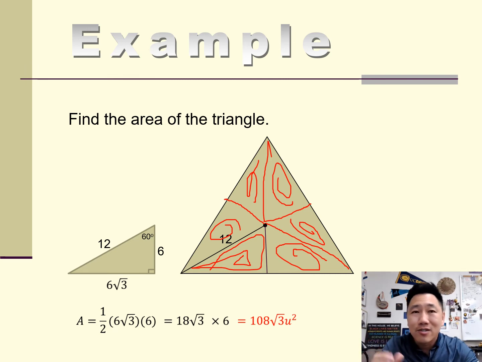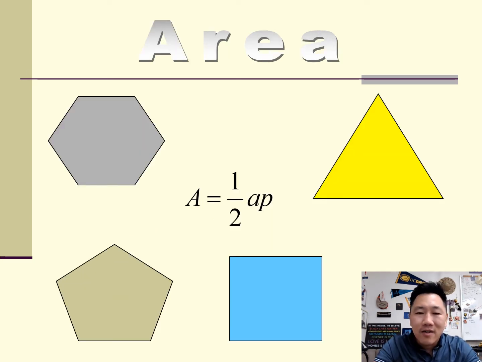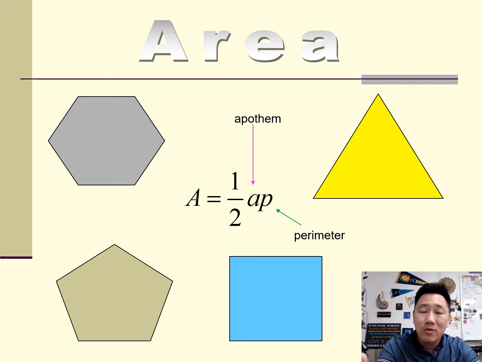But there's actually a shortcut way. It's not really a shortcut way, but there's a nice little formula that we can use to find the area of all regular polygons. All right. So the formula is area equals 1/2 apothem times perimeter. The little a stands for apothem, and the p stands for the perimeter of the whole shape. All right. There it is, the apothem and the perimeter of the whole thing. So it's basically what we just did, but all in one little formula.